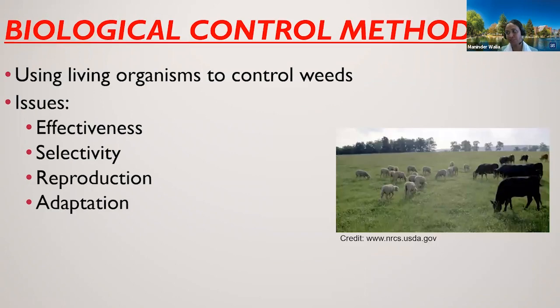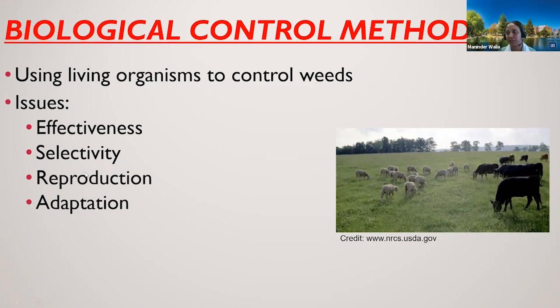Another approach is a biological control method, where we are using living organisms such as livestock, insects, predators, parasites, and pathogens to control the weeds. But the results are not immediate. And as with all control methods, there are some issues to be considered. The first one is effectiveness. Many biological controls do not eradicate the weeds. They just nibble around the edges of the infestation.